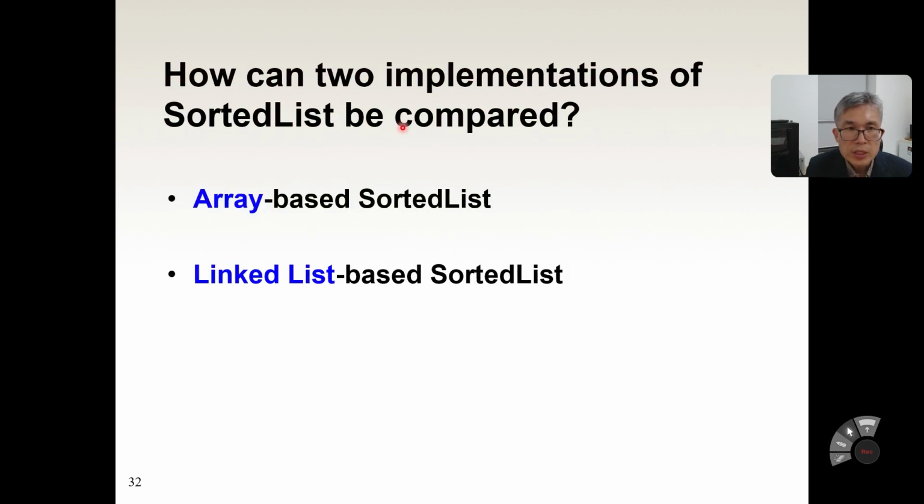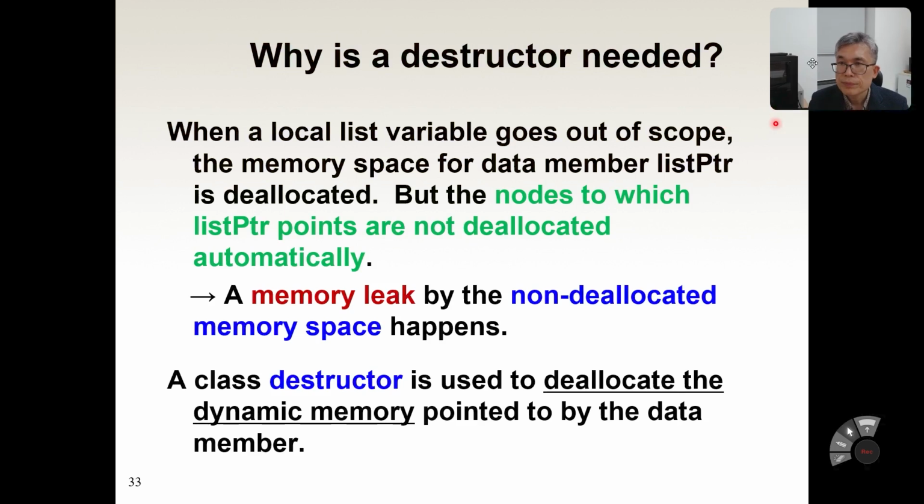Okay, so how can the two implementations of sorted list be compared in terms of the cost of insert and delete item? We saw the array-based sorted list, and also the linked-list-based sorted list, so you can compare them to each other. Okay, let's move on. So why is a destructor needed? When a local list variable goes out of scope, the memory space for the data member listPtr is deallocated. But the nodes to which the list pointer points are not deallocated automatically.